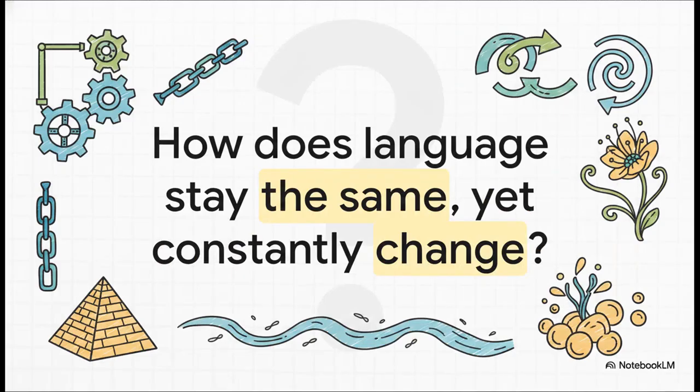So here's the big puzzle of language, right? It has to be stable, with rules, so we can all understand each other. But at the same time, it's always changing. New words, new slang, it's constantly evolving. So how can it be both rigid and flexible? Well, the science that unravels this whole mystery is called morphology.